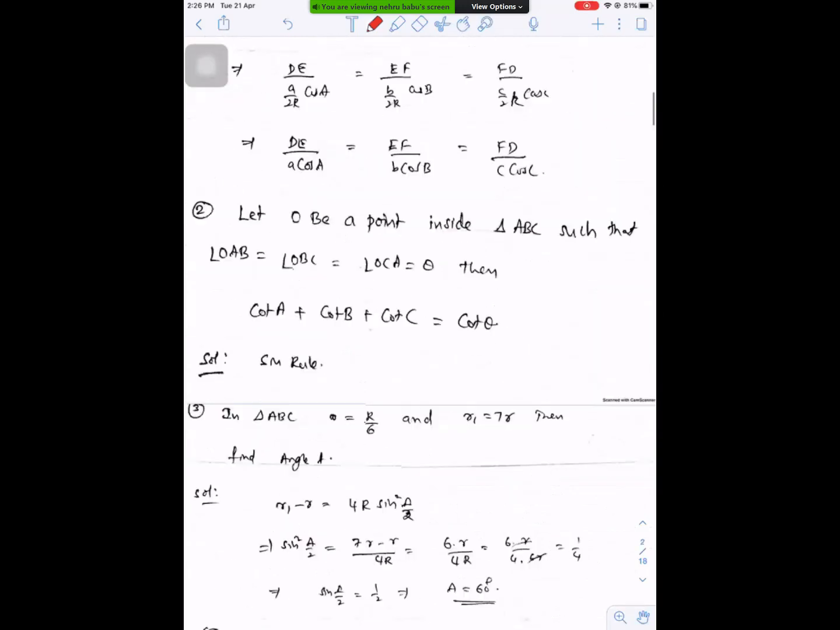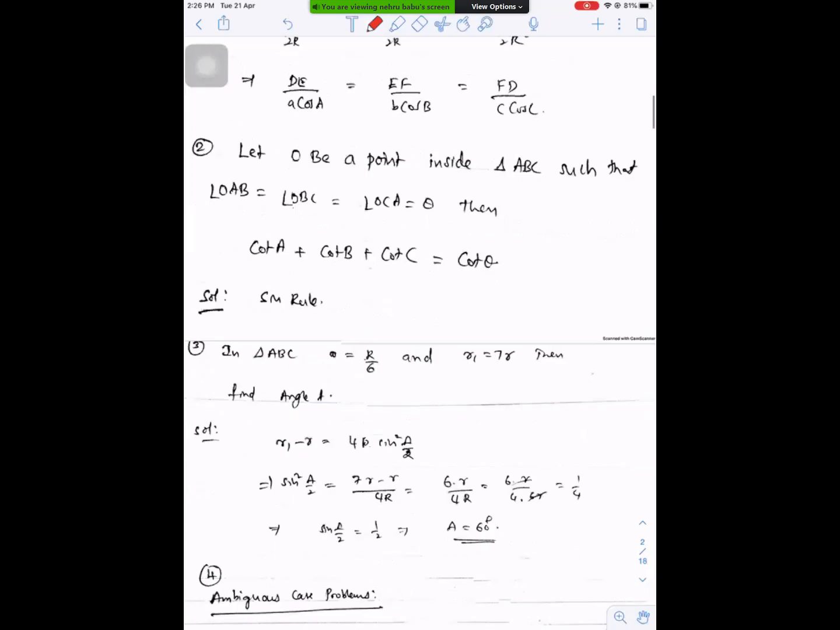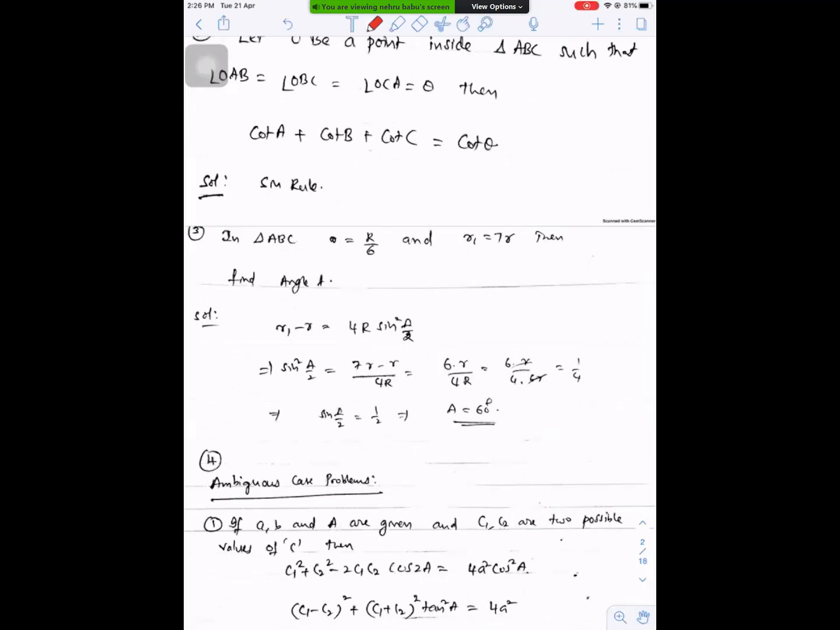And you know this, yesterday we discussed this point. Let O be a point inside triangle ABC such that angles OAB, OBC, OCA are theta, then cot A plus cot B plus cot C is cot theta. Proof is sine rule.